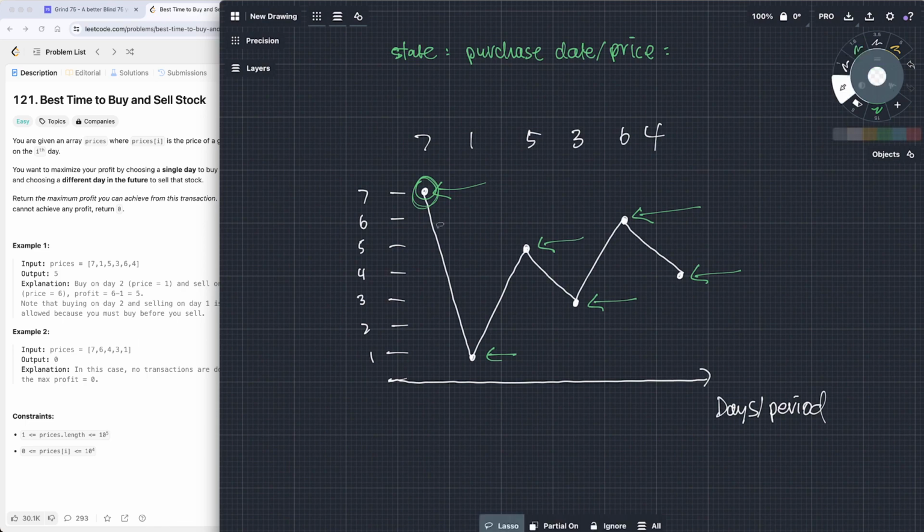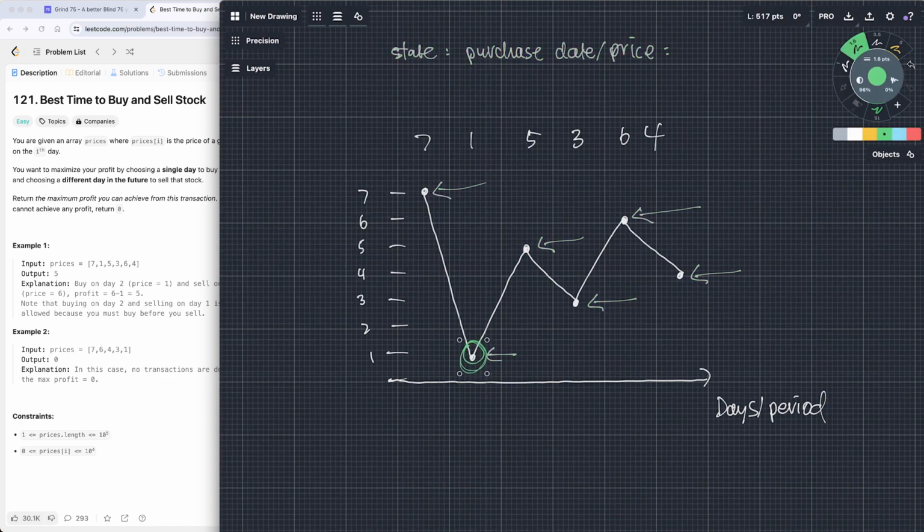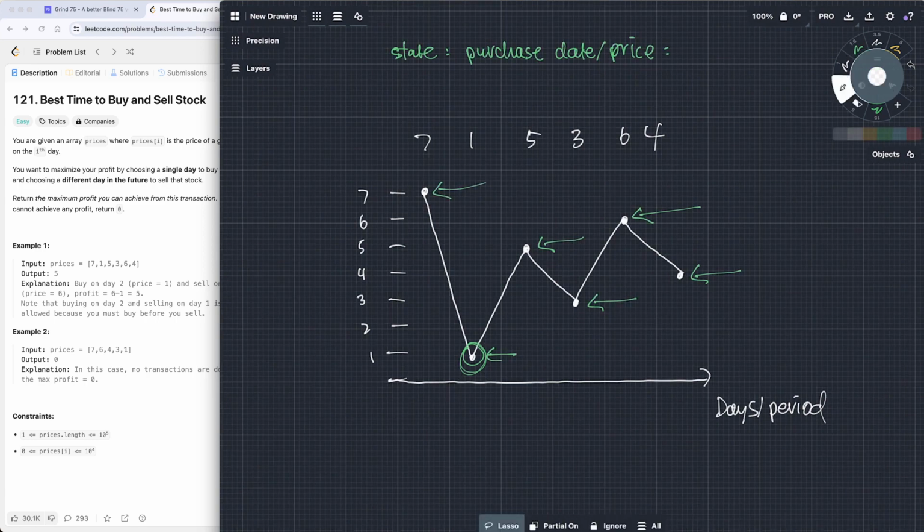As we move through time, so let's move this circle over, we can possibly, if we know the price that we bought it for, so here we go to the 1, and we see that buying it at 1 is much better than buying it at 7. So maybe there's this quality of minimum, maybe minimum seen price, right? I don't know if it's a global minimum, but there's some quality of a minimum.